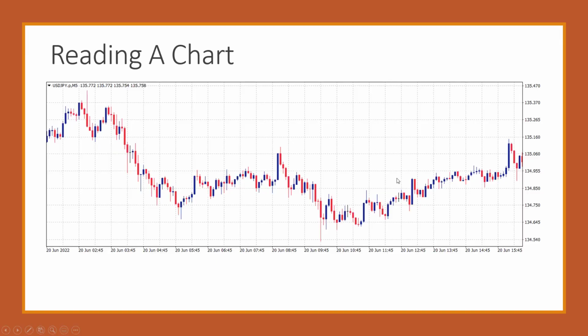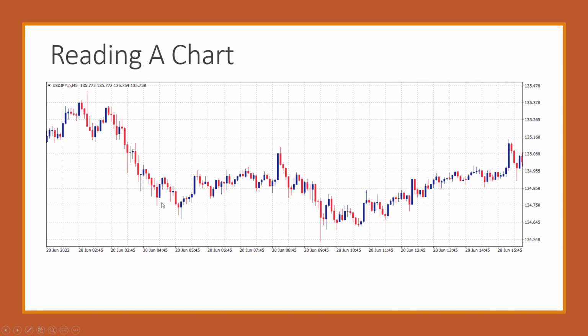Before we do any of that though, we need to understand how to read a chart. So you might have seen this type of chart elsewhere on the internet, but what does it mean? There are various charting platforms out there, so not all of the charts will look exactly the same, but they will be very similar. Now, what we're looking at here is a chart of the US dollar against the Japanese yen on a 5-minute time frame. I'll explain that in a moment.